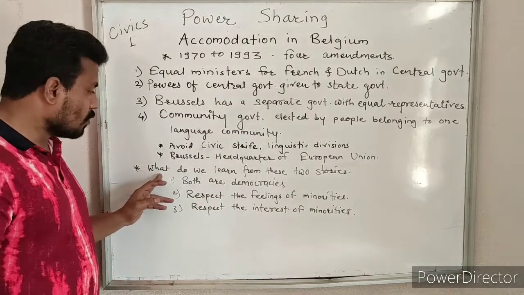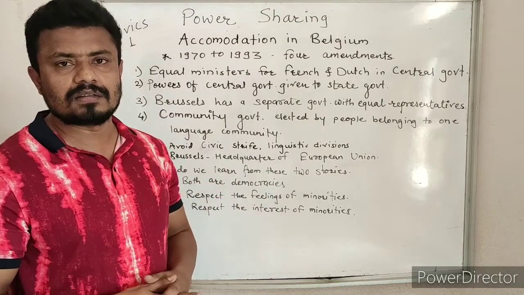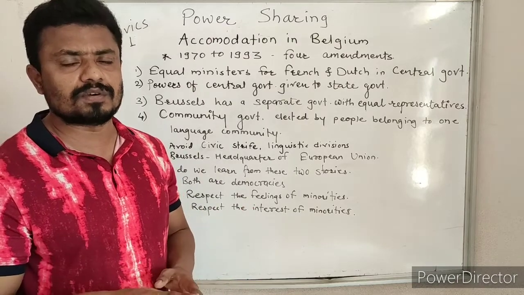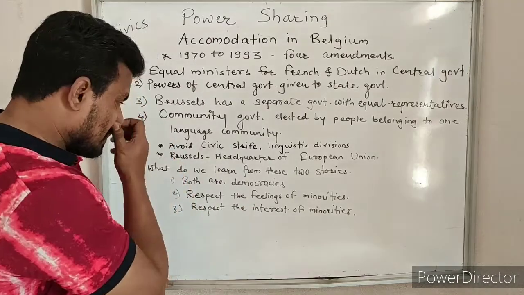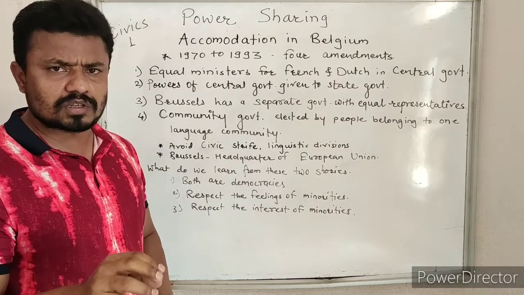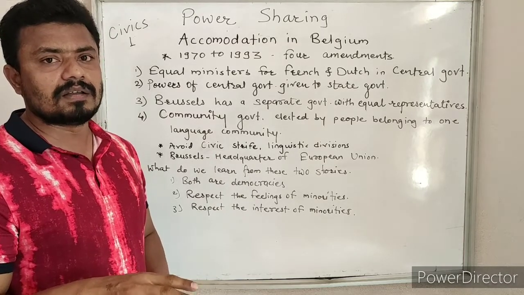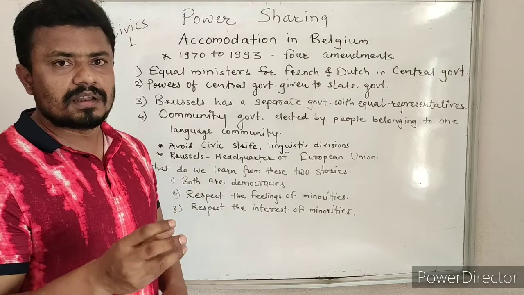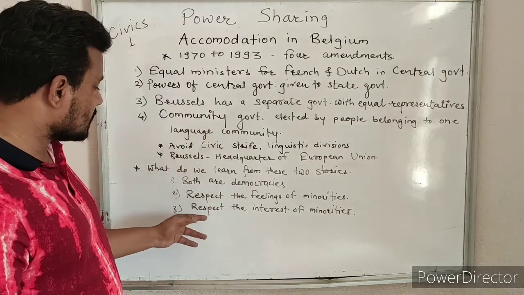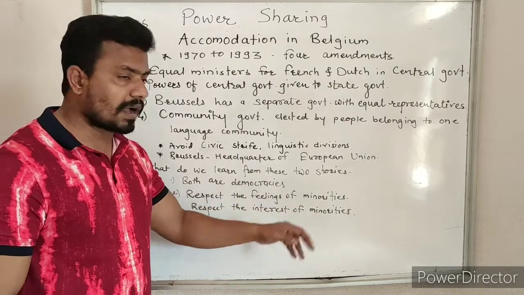Now the next point is, what do we learn from these 2 stories? The first story of Sri Lanka and the second story of Belgium. So we learned 2 different things. Let us see first of all about Belgium. Both the countries are democratic countries. Sri Lanka is a democratic country, and Belgium is also a democratic country. But in Sri Lanka, the majority community never respects the feelings of the minority community. Here in Belgium, let us see, the majority community respects the feelings of minorities.